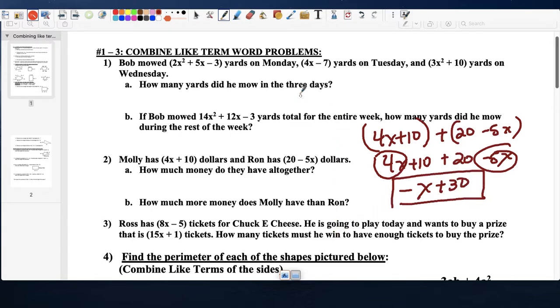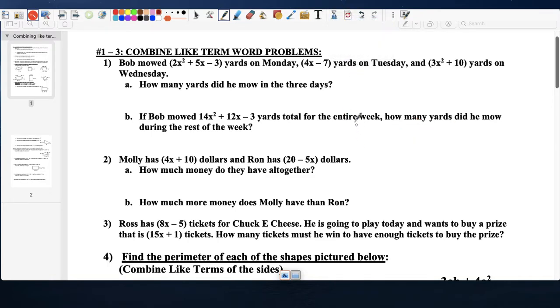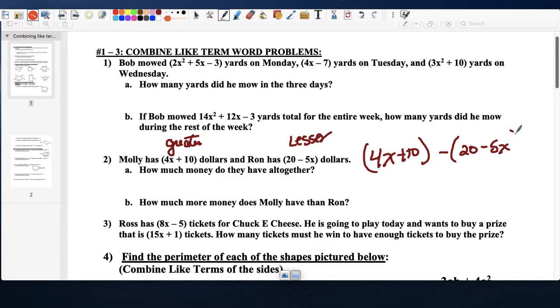The second question says, how much more money does Molly have? So we know that this is the greater value. We don't know how much it is, but we know it's the greater value. So to find out how much more money you have than a friend who has less than you do, all you've got to do is subtract. And here, again, is the part where we have to be really careful. This is how much Molly has. And from that, we're going to subtract whatever Ron has. And Ron has this amount, which obviously we have to put in parentheses.